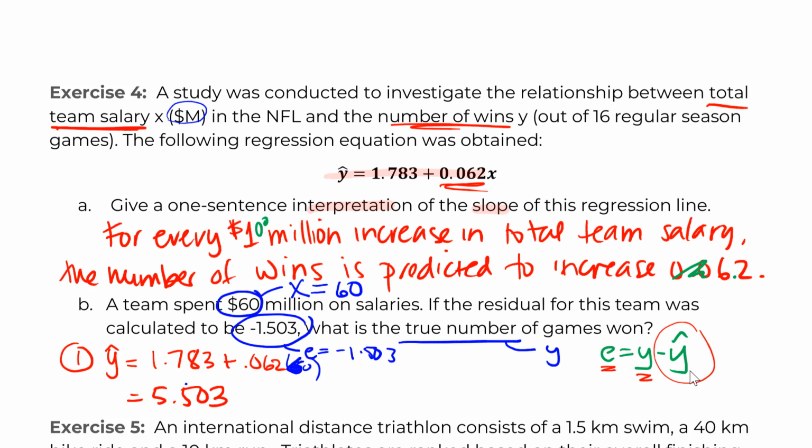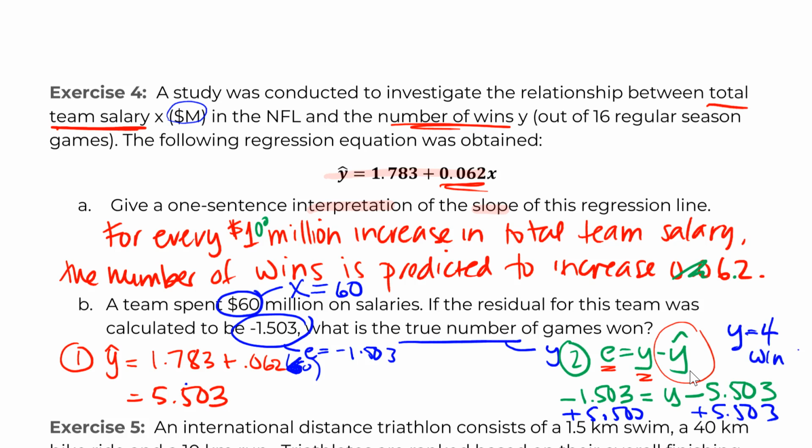Now we can go ahead and do step 2, plug into that residual formula. We had negative 1.503. The actual y is what we're looking for, and we got 5.503 as our prediction. To solve this equation, we just need to add that 5.503 to both sides. So it turns out our true y is 4 wins. I should have given myself way more space for this problem.